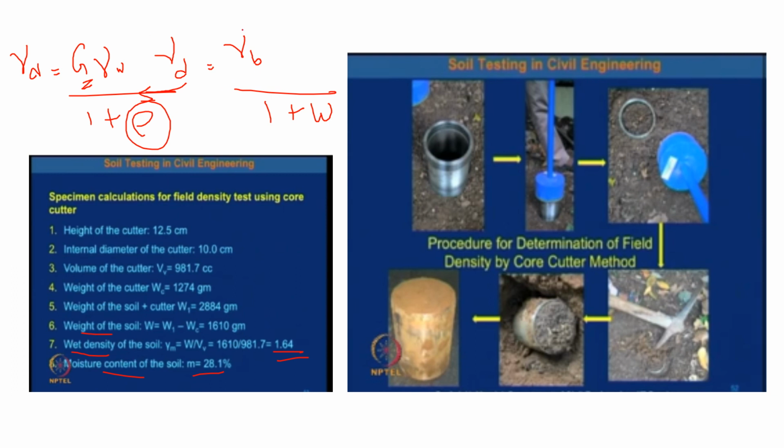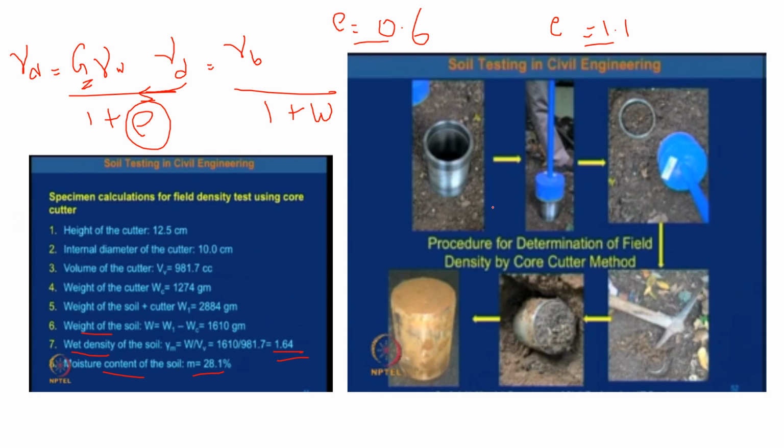I can compare two soils like this. I have a void ratio of 0.6 and I have a void ratio of 1.1. Can you tell me which soil will have higher permeability? I have two soils, I have two strata. They have void ratios of 0.6 and 1.1. Which has high permeability? 1.1. Thank you. So higher the void ratio, higher the permeability.